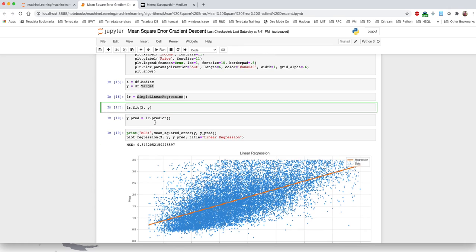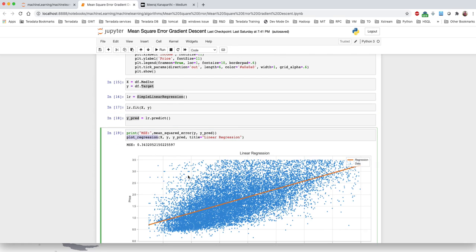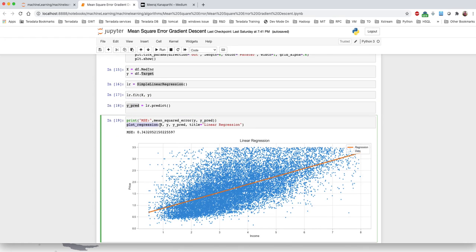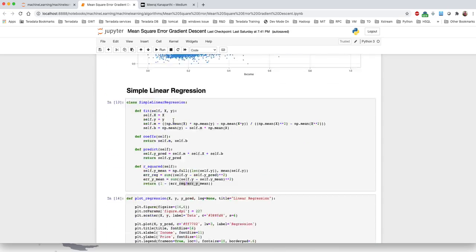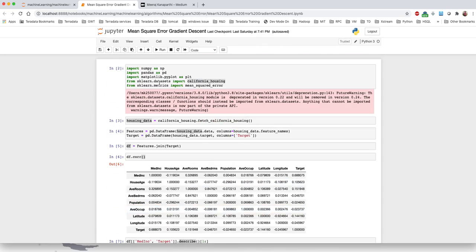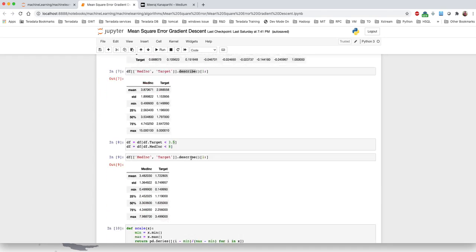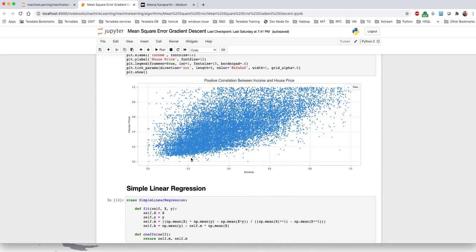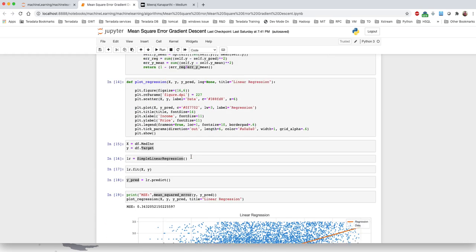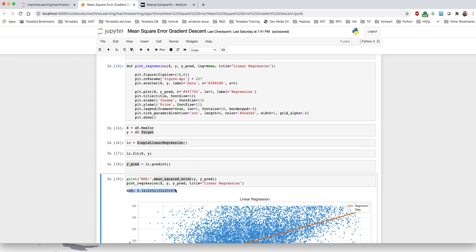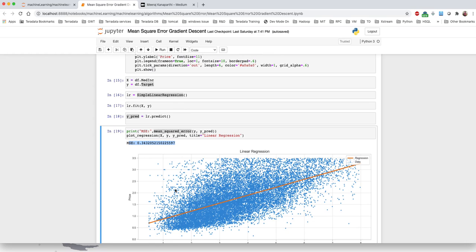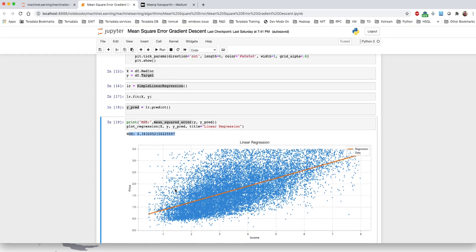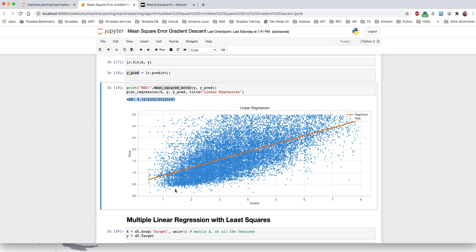So here when we fit and then start predicting, we call this plot regression, and then here we draw a graph. But here you see we are getting the mean square error. You can import mean square error from the library, sklearn metrics. When you give the predicted value and the actual output, it will calculate the mean square error. With this you can identify which is the best model that fits the data.